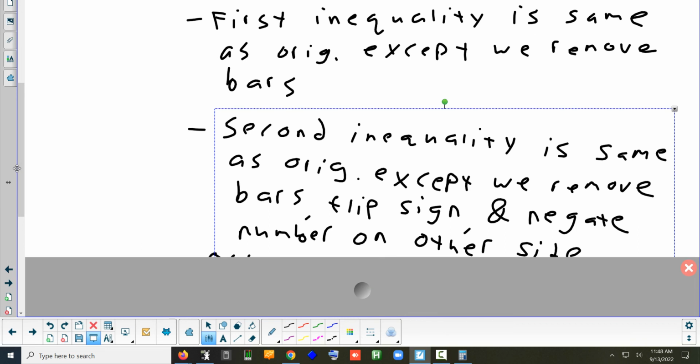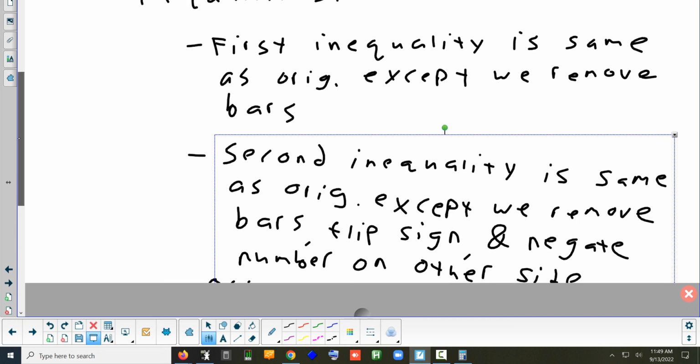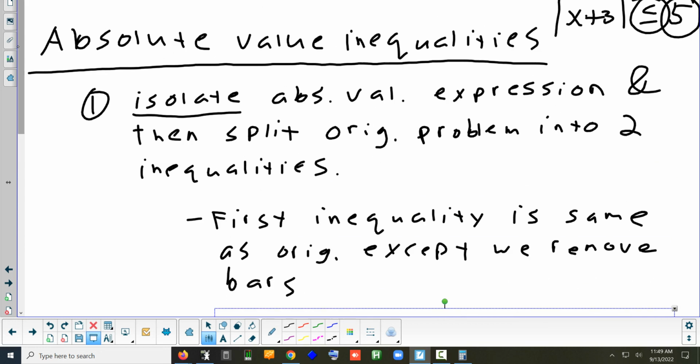Now, there's one more thing that we have to write down, and it's a word between our 2 answers. When you write an answer to an inequality, it's either something and something, or something or something. We have to pick the right word, either and, or or. The way you figure out which word you have is all based on this. You look at the original inequality.